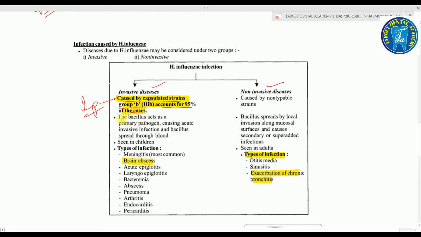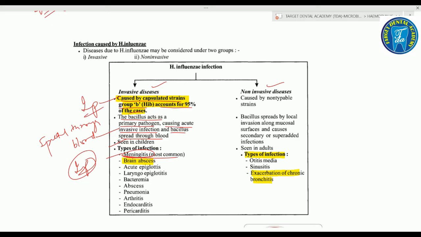Important. The bacillus acts as a primary pathogen causing the acute invasive infection, and the bacillus spreads through blood. It is typically seen in children. The types of infections are meningitis, which is the most common. So if the question comes, which is the most common type of infection caused by H. influenzae, your answer should be meningitis. It is the most common.